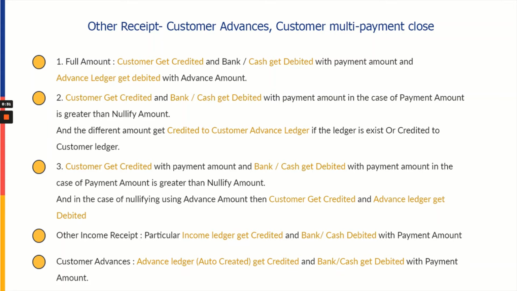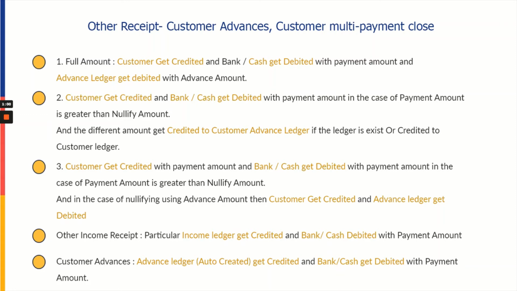Number 2. The customer gets credited and bank cash gets debited with the payment amount, in case the payment amount is greater than the nullify amount, and the difference amount gets credited to the customer advance ledger if the ledger exists, or credited to the customer ledger.